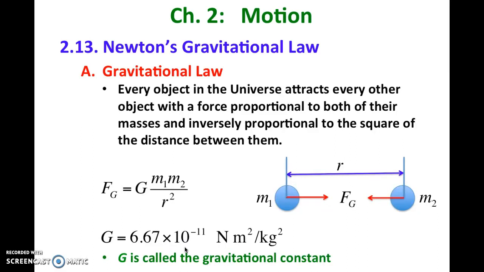Hi all. Today we continue to study chapter 2 about motion. Last time we learned the gravitational law developed by Newton in the year 1687. This law tells us every object in the universe attracts every other object with a force proportional to both of their masses and inversely proportional to the square of the distance between them.